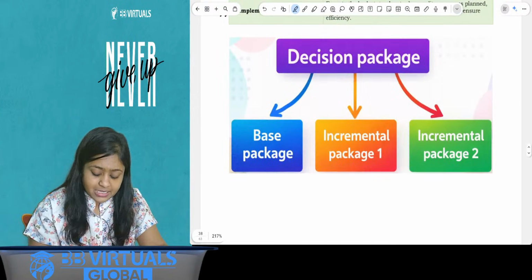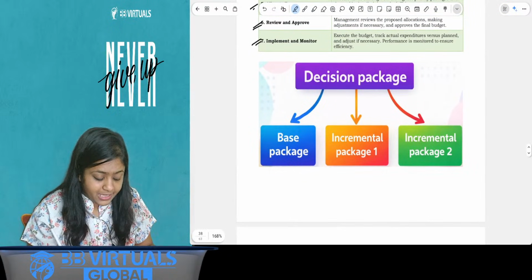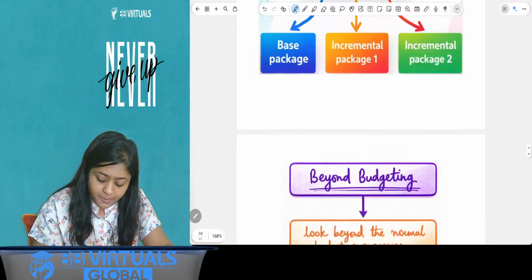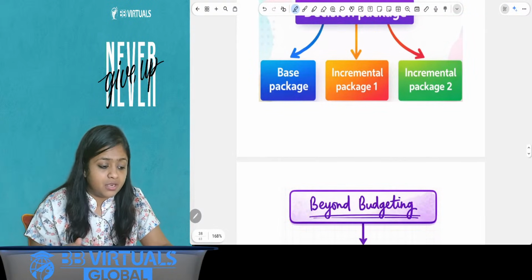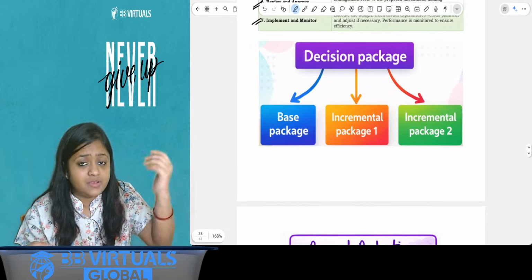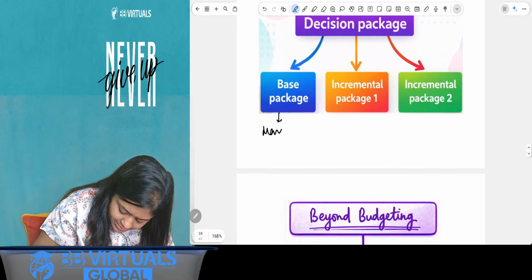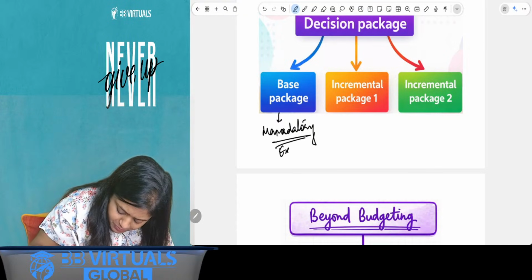Like I said, there are decision packages that we focus on. First is the base package, next is the incremental package, incremental package 1, then incremental package 2, incremental package 3, 4, and so on. The base package is mandatory. These are the mandatory expenses to be done.